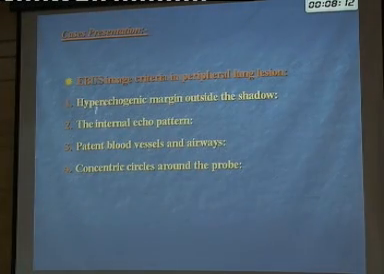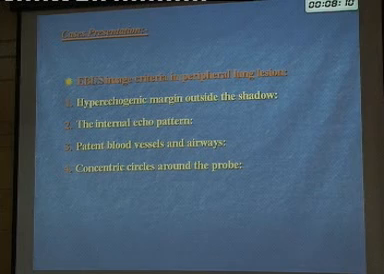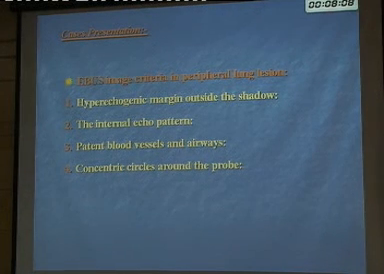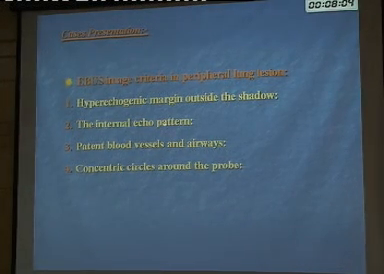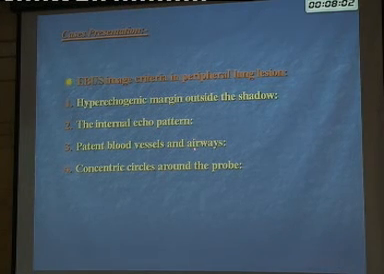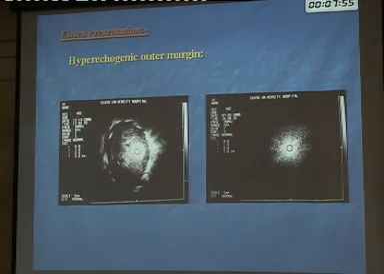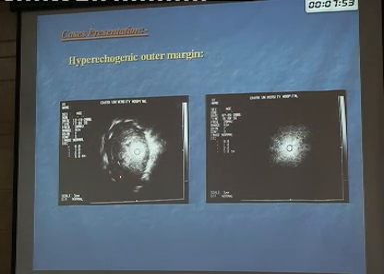In the peripheral shadow, we comment on four criteria selected to differentiate between neoplastic and non-neoplastic lesions. The first is the hyperechogenic margin outside, then the internal echo pattern, the presence of patent blood vessels and airways, and concentric circles around the probe. For example, this is a hyperechogenic margin around the lesion. Here there is no hyperechogenic margin. The presence of a hyperechogenic margin is more common with neoplastic diseases.